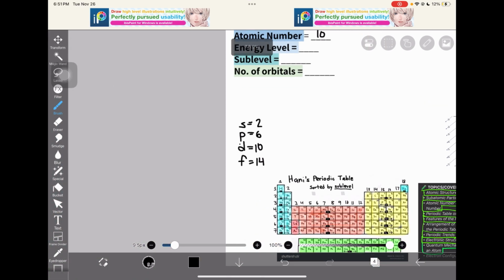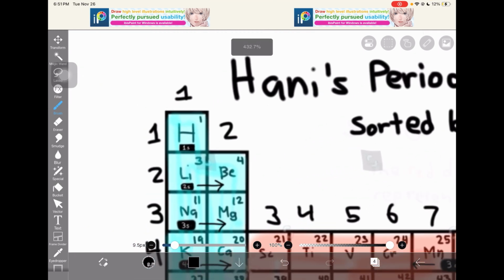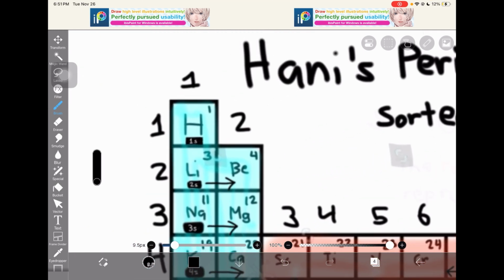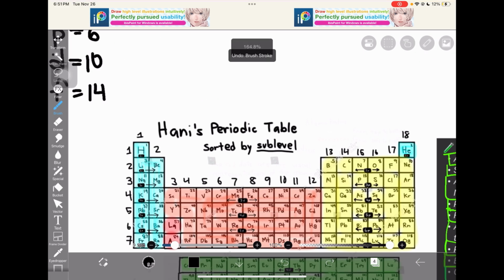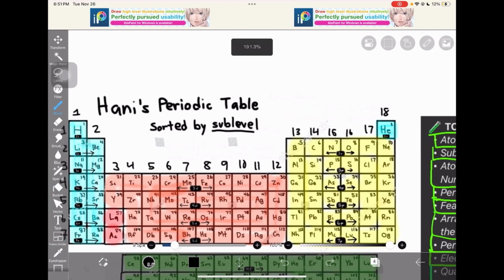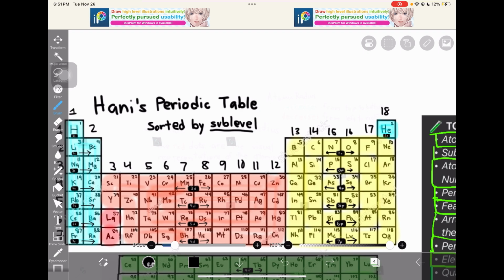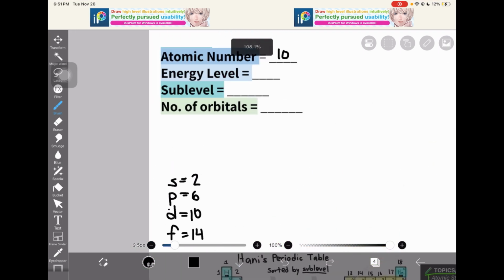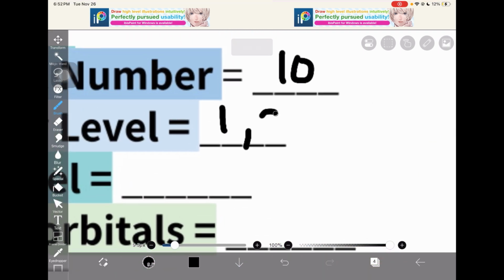Now, what are the energy levels associated with neon? It's in the second period, as you can see over here. But it's also above the first period. So since it's second, it also means it's first. So to put things more simply, the energy level is the period number and the numbers before it. So it's energy levels 1 and 2.